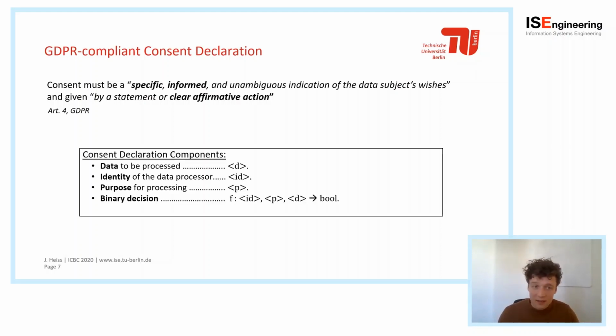From our legal analysis, we derive our components for the consent declaration, that are the data to be processed, the identity of the data processor, the purpose for processing, and the binary consent declaration, which we model as a function that takes identity, purpose, and data as input and outputs a Boolean value.